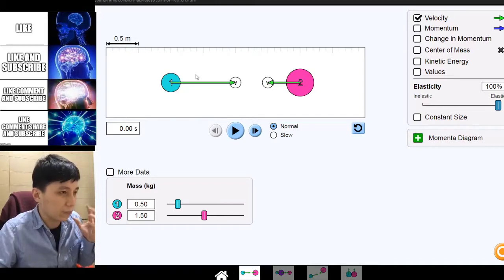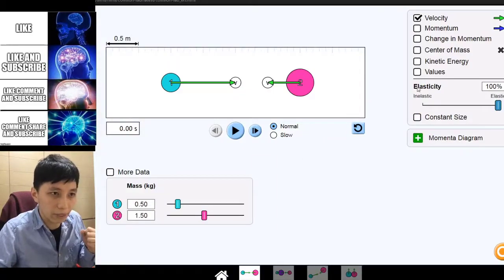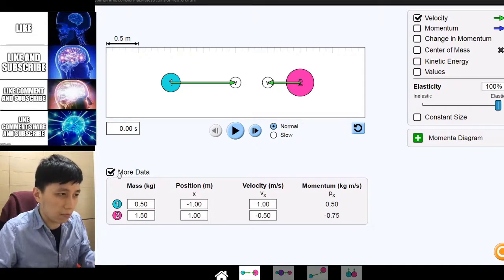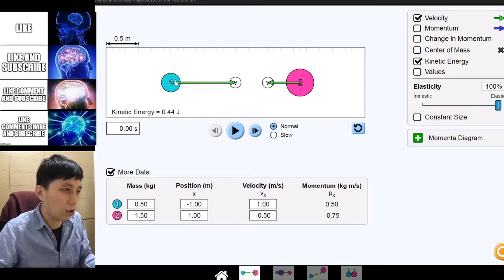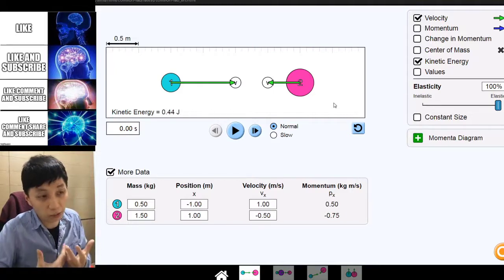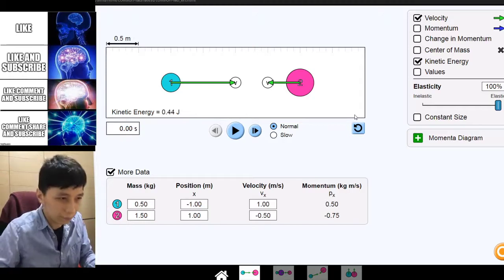And that is the elastic collision, which we talk about, then partially inelastic and perfectly inelastic. So we'll start with elastic first. We have to set elasticity to be 100%, so perfectly elastic. And I'll make more data visible, so it's easy for you to see. Obviously, I have to take kinetic energy, so you can see 0.44, which is the total KE. You can try to calculate by half mv squared on object 1 and object 2, and just add them together. It's going to be 0.44. I double checked it. So if you want, you can pause the video and check it yourself.